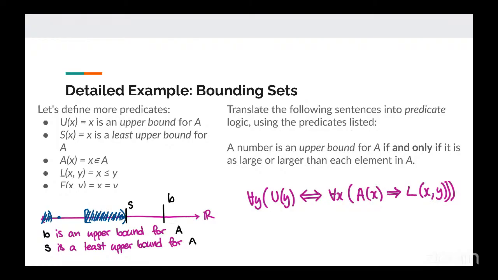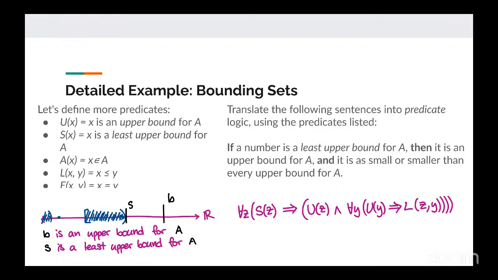So let's follow that. Again, we can just directly map the phrases, the English words, into the translation. So if a number is at least up or down, so for all z, s of z implies, then it is an upper bound for a, right? So that's u of z. And also, it is smaller than every upper bound. So for all y, and that is what. So we're just taking one English and just writing directly. Any questions?